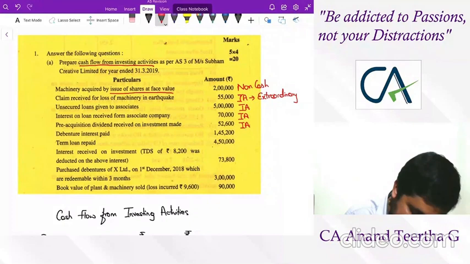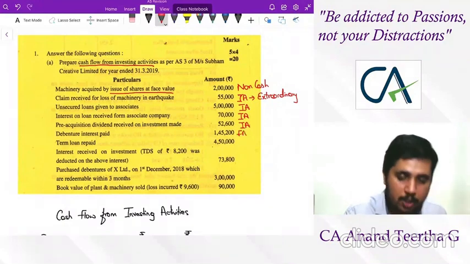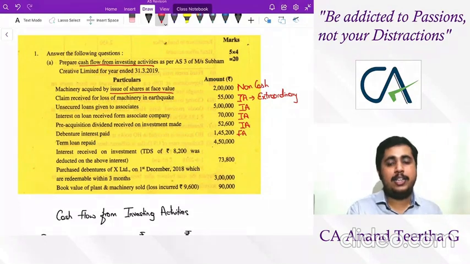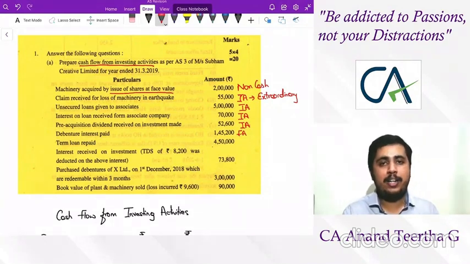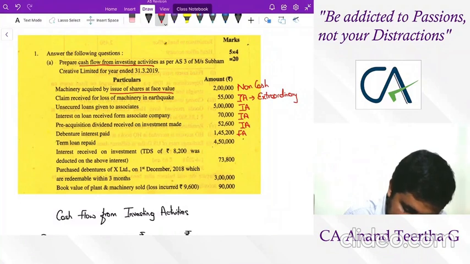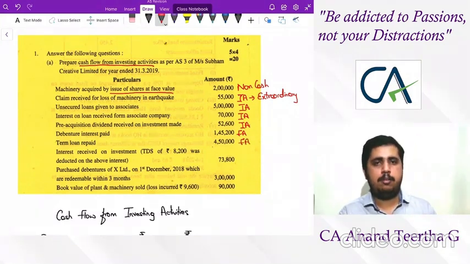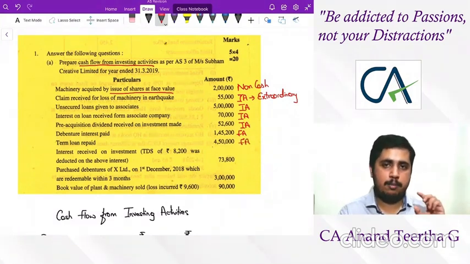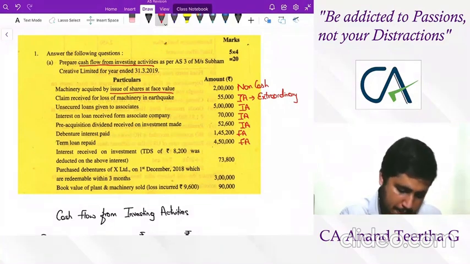Debenture interest paid, this is financing activity, don't get confused. Why did you pay interest? Because you issued debentures, borrowings, so it is financing activity. Term loan repaid, again financing activity, because the term loan is repaid, borrowings are repaid, financing.